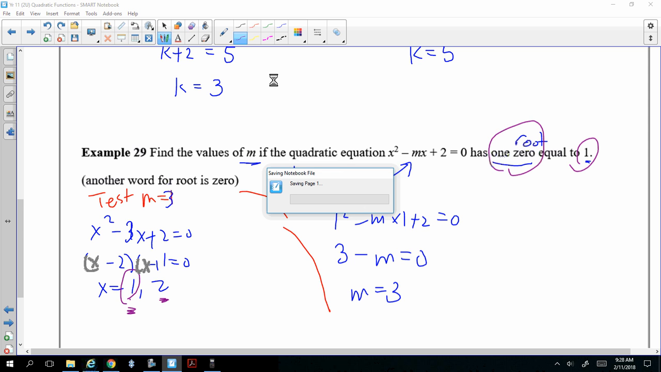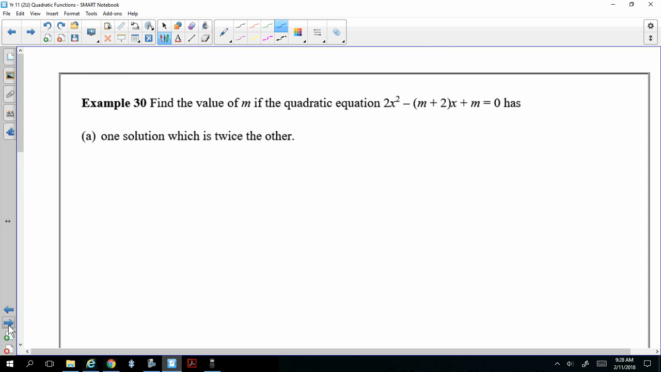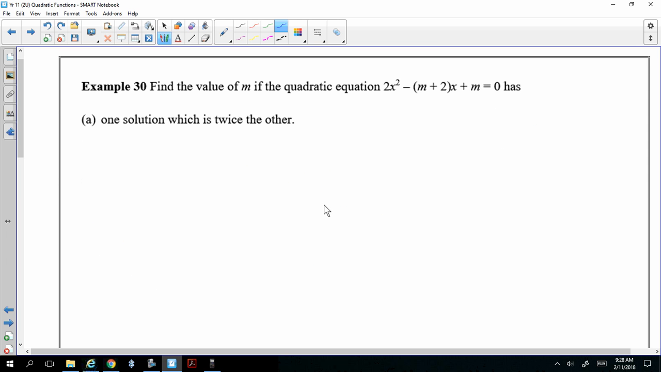Next page. Again, we're going to find m. But this time the clue is even more vague. They don't give you the root, they don't give you the sum, they just say one solution is double the other solution. So instead of saying the roots are alpha and beta, you say twice the other, you get alpha and 2 alpha. Reduce the number of polynomial you use. Okay? Alpha and 2 alpha.